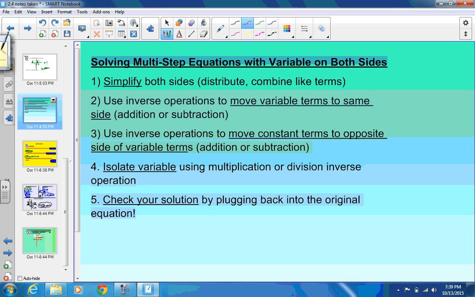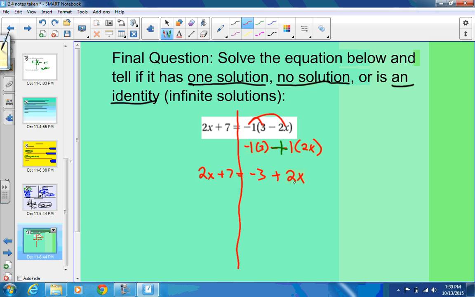All right, our next step would be to use inverse operations to move the variable terms to the same side. So let's get rid of the one from this side. So plus 2x, I have to subtract 2x to get rid of that whole term. So that is gone. And I must do it to the left side of the equation. So, well, that cancels that out too. So it's 0 plus 7 equals negative 3. So 7 equals negative 3. We're ending up with this.